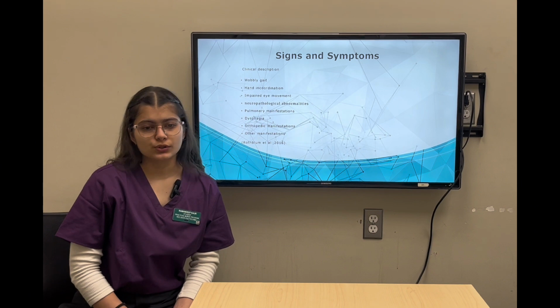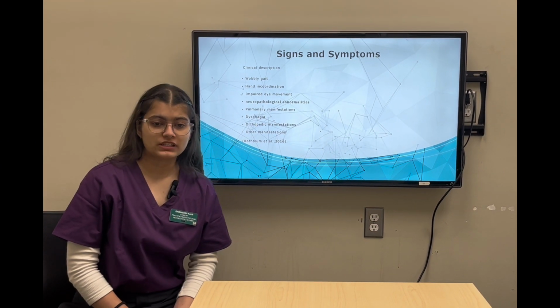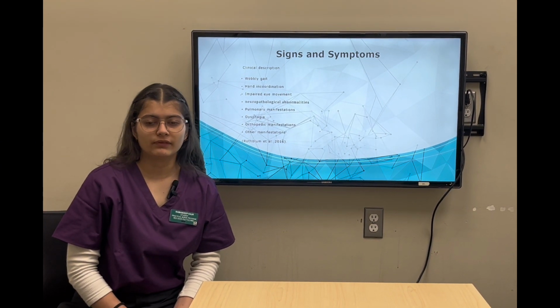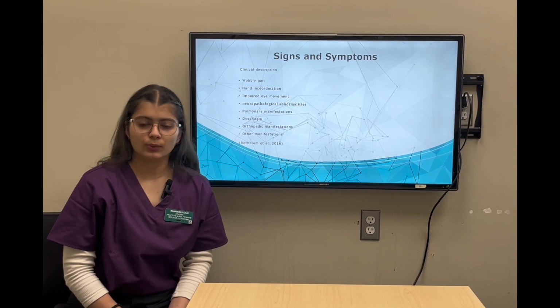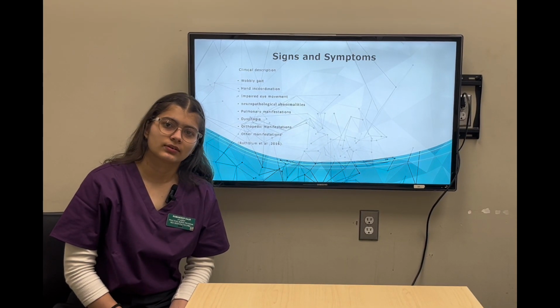Some individuals also go through a period of recurrent vomiting, which appears to be more prevalent in the mornings. Feeding and swallowing may become difficult for people with AT as they age.